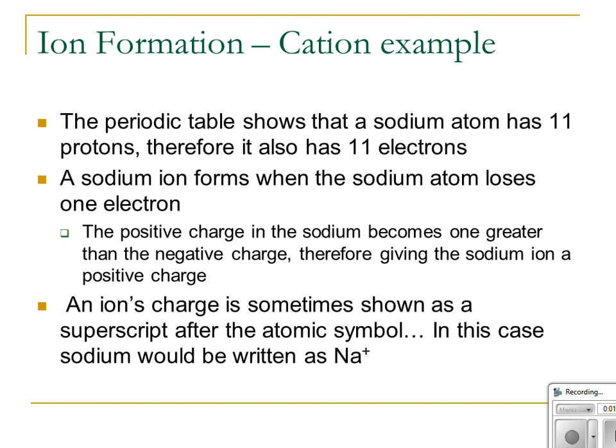To give you a cation example, the periodic table shows that sodium has 11 protons and therefore has 11 electrons. And that's what we talked about again there. The sodium atom is the key point here.